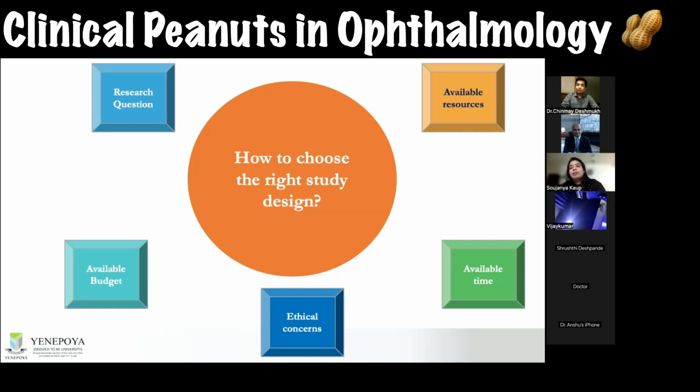You might not have the available resources. A particular type of investigation which you want to do might not be available in your institute, or might not be available in your particular locality itself. So resources might be a problem. Available time: some diseases take time to develop, so you cannot probably choose one particular type of study design in such situations. And there could be certain ethical issues in using a particular study design, especially an RCT. So these five things mainly would guide you what type of study design you would be choosing.